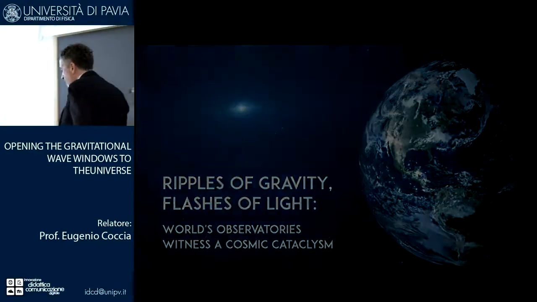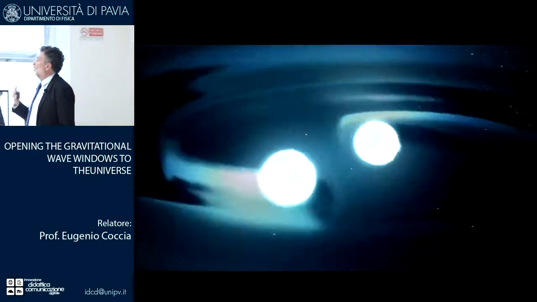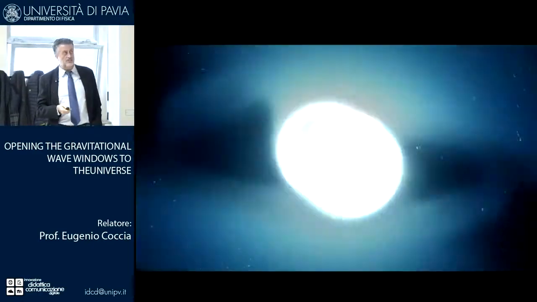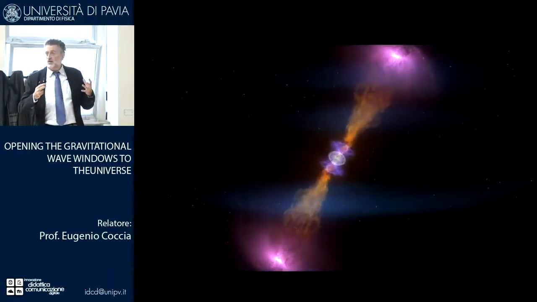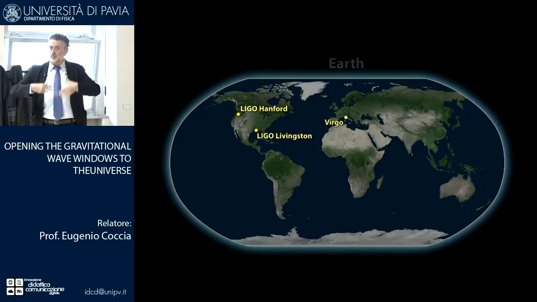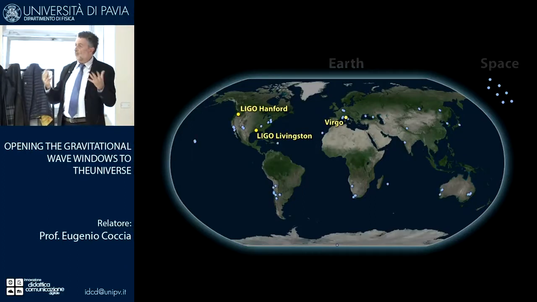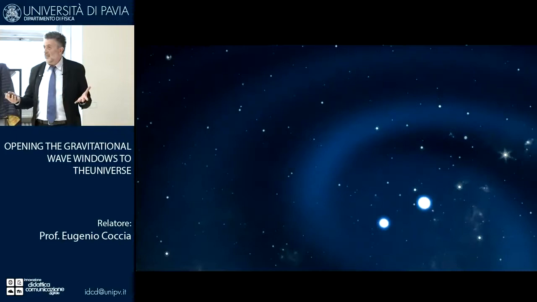So this time there was an electromagnetic counterpart. Not only gravitational waves, not black holes. Finally it was two neutron stars merging and giving rise to a gamma ray burst, and then during the minutes, hours and days after, developing optical signals, infrared signals, radio signals.